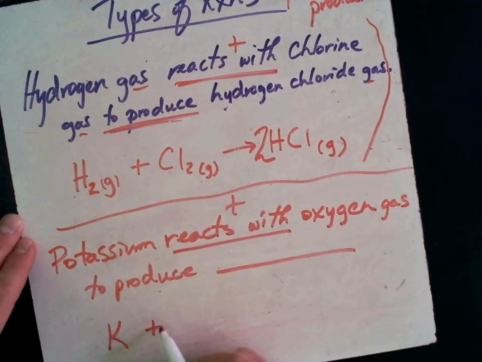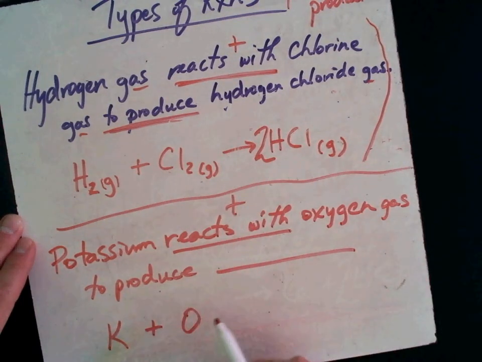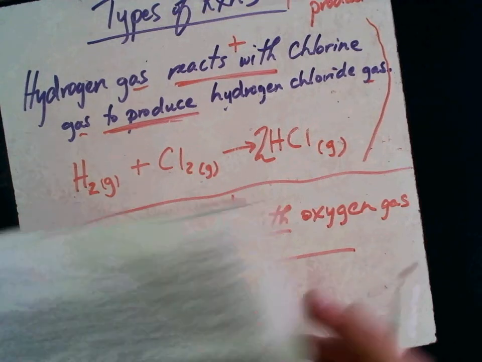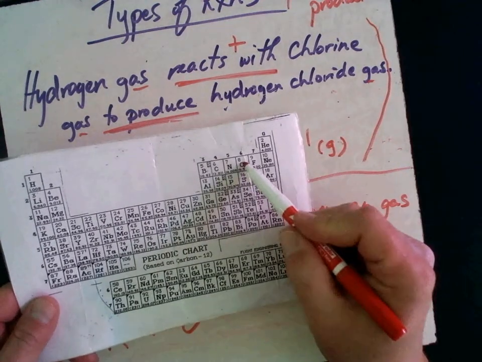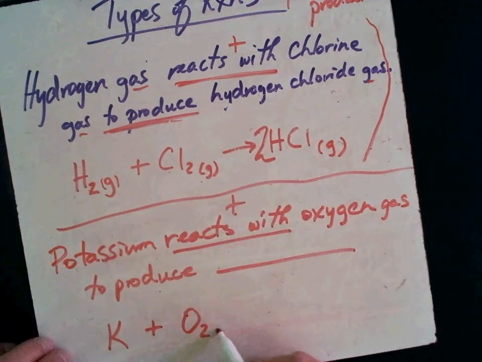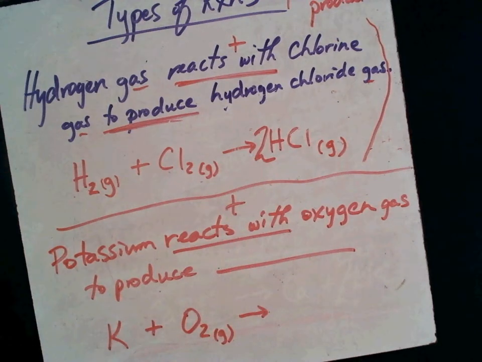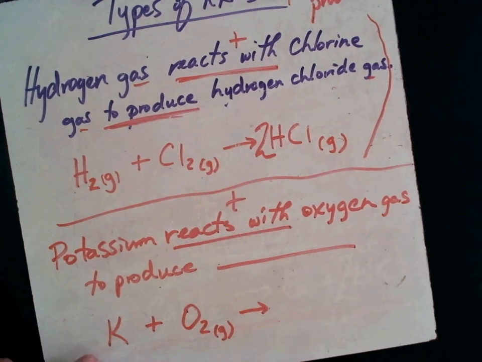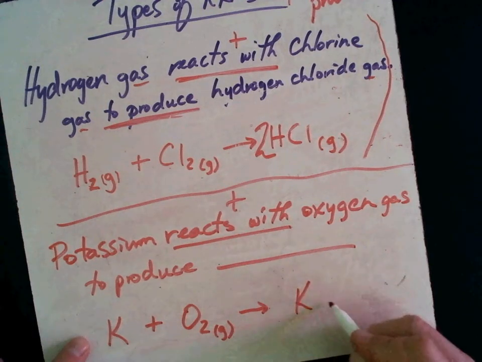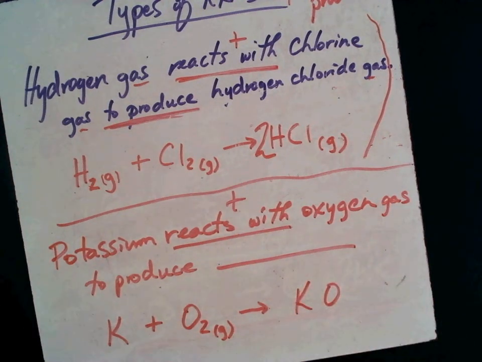Reacts with, there's my plus sign. Oxygen gas. Reminder, oxygen's right there. He's all by himself, so he has pairs. Oxygen gas to produce, that's all it tells me. All right, that's a combination reaction, so I just put the 2 parts together. Okay, just put them together. Synthesis reaction. So I'm going to put K and O together.